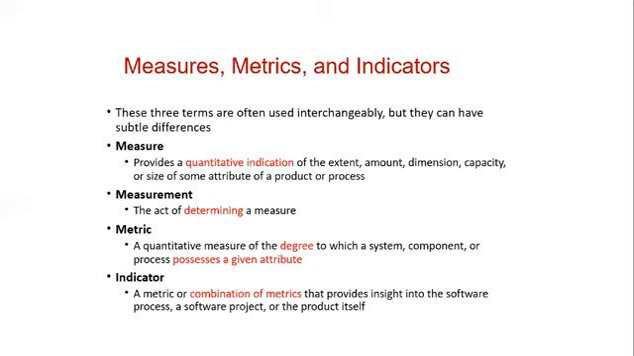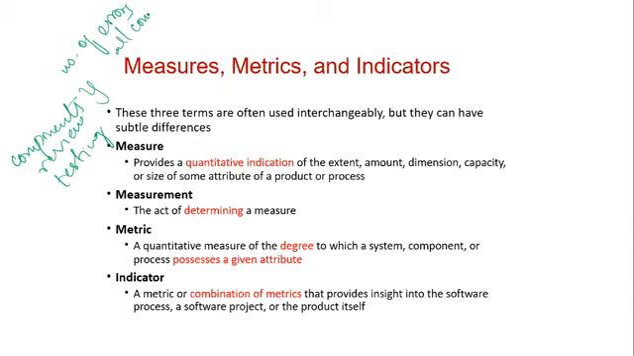So you can say that measurement is a process of collecting one or more data points. When you've got multiple components and you're reviewing and testing all these components individually, you can collect the measure of the number of errors that are there in all the components. So this becomes your measure. Then next comes the measurement, that is the act of determining a measure.